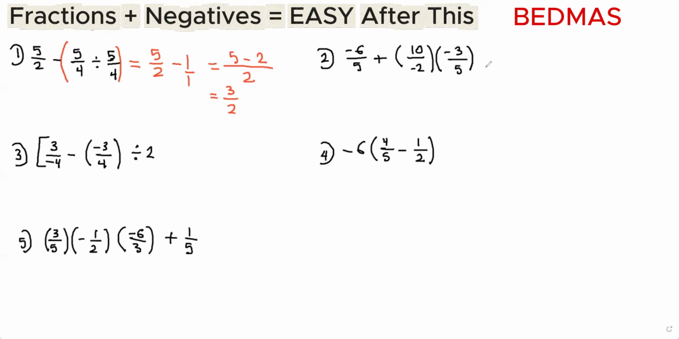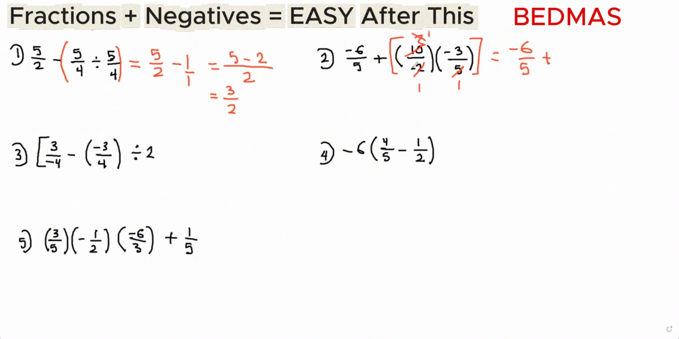Now the second question, negative 6 over 5 plus brackets 10 over negative 2, brackets negative 3 over 5. We have to do this first. The multiplication comes before addition, so we just rewrite the negative 6 over 5, and then plus, what I'm going to do here, I'm going to reduce. So 5 goes into itself once, goes into 10 twice, and this 2 and 2, they reduce.